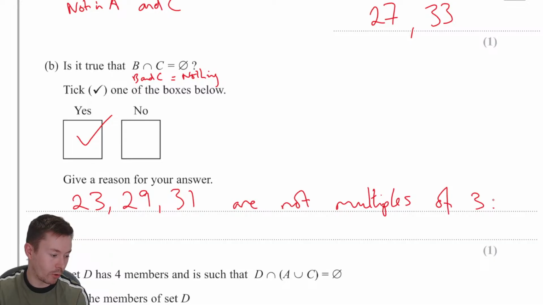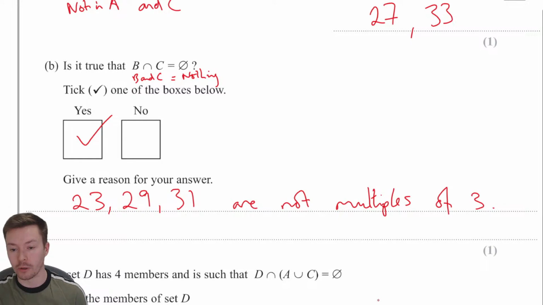What else could we have had? There are no members in B that are multiples of 3, which is essentially what we'd said. There are no members, numbers, values in that empty set. 23, 29, 31 are not in C. Again, very similar to what we've said. It says it's not an exhaustive list, so there's lots of other things you could have put there as well that aren't listed there. They're just some examples.